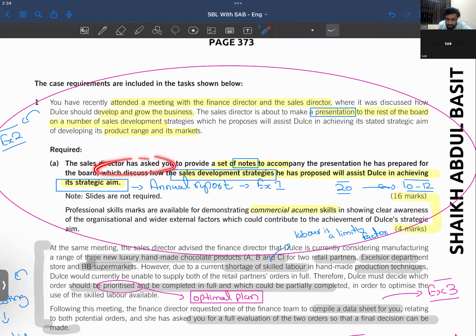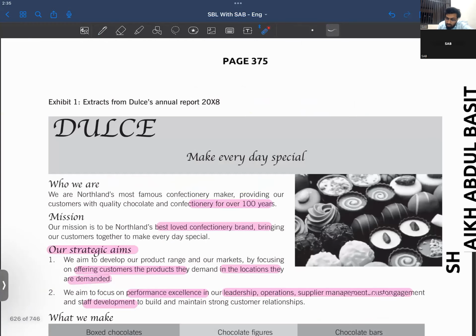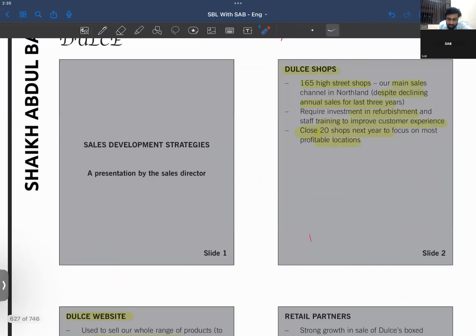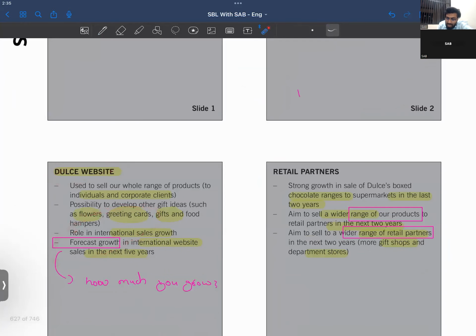So the sales director has asked you to provide a set of notes to accompany the presentation he has prepared for the board, which discusses how the sales development strategies he has proposed will assist Dulles in achieving its strategic aim. Commercial acumen skills. So you know the strategies. What are the strategies? To refurbish the Dulles shops, make sure the website is more appealing, and increase your retail partners, right?